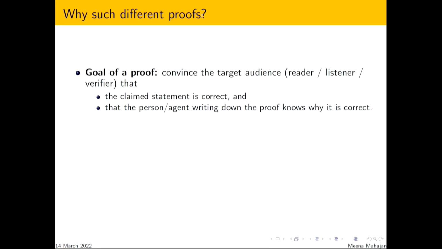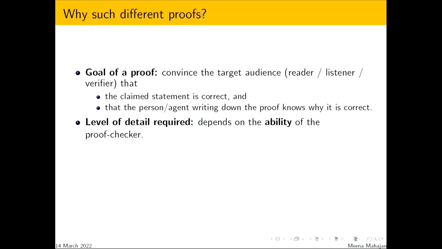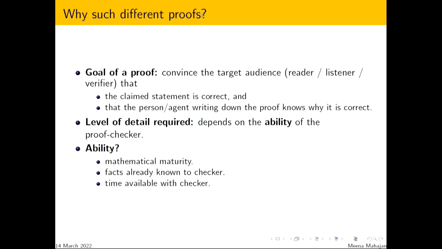The goal of the proof is to convince the reader or the listener or whoever it is that the proof is indeed correct. So, what would it depend on then? Then the level of detail required would depend on the ability of the person who's reading the proof, the checker. And what exactly do we mean by ability? Well, many things go into this.